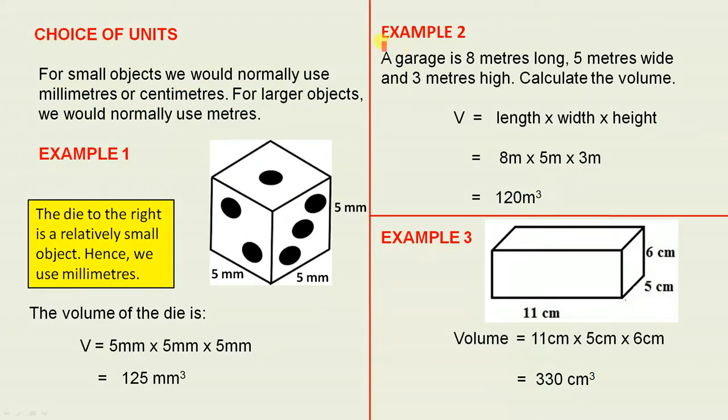Choice of units. For small objects, we would normally use millimetres or centimetres. For larger objects, we would normally use metres. Example 1. The die to the right is a relatively small object, hence we use millimetres.